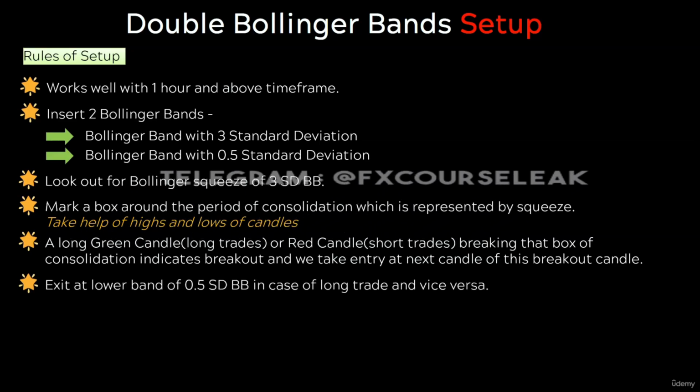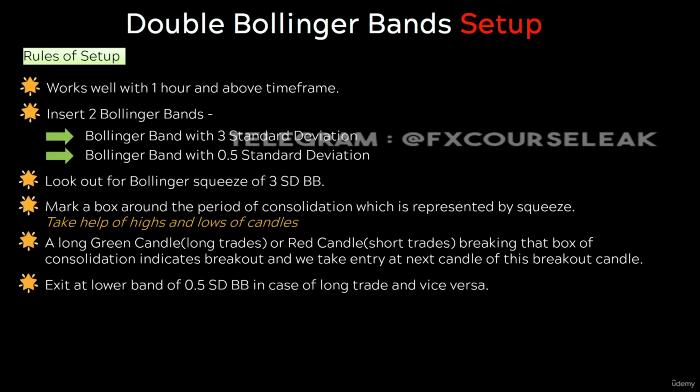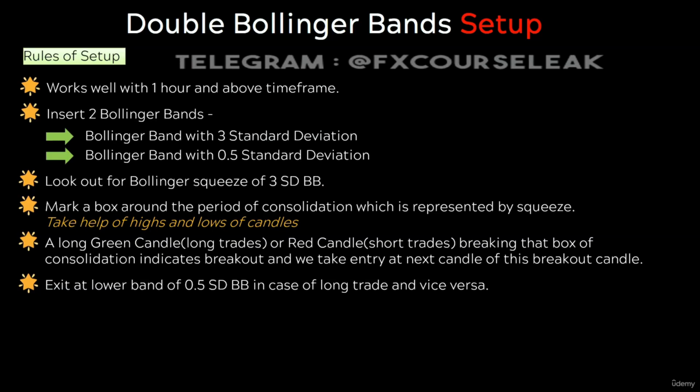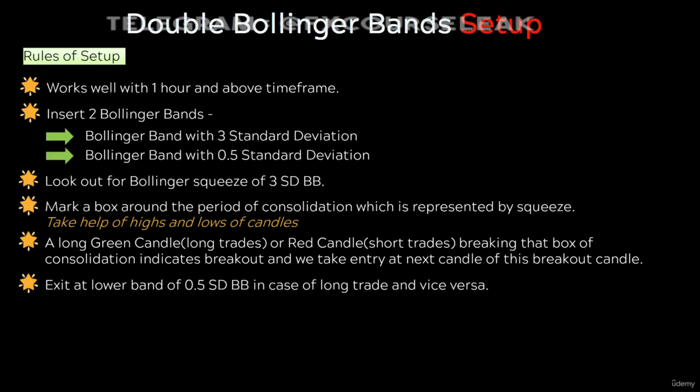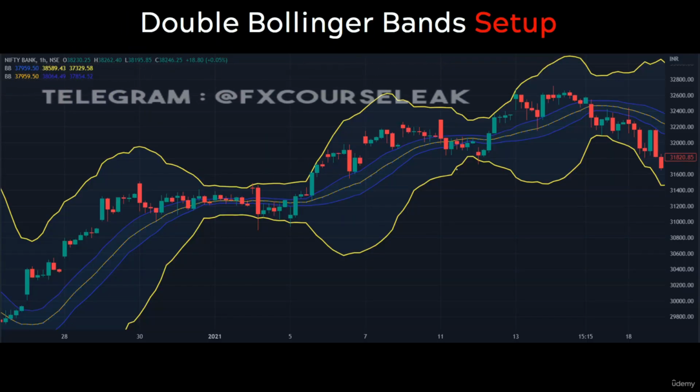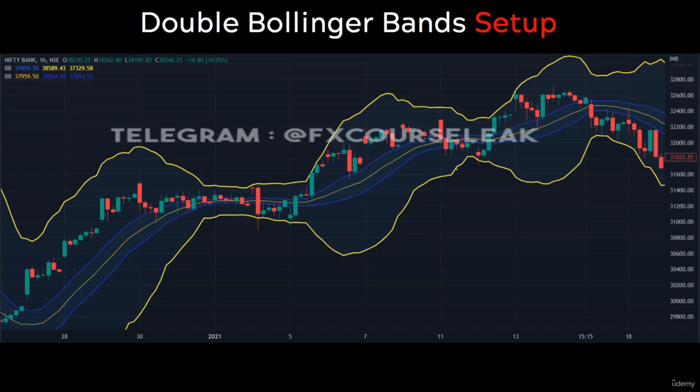Finally, our exit will be at the low band of this 0.5 standard deviation Bollinger Band in case of long trades and vice versa. Now friends, if the steps are not clear at this point, then please don't worry. Next we will do some practical examples that will make the steps crystal clear.